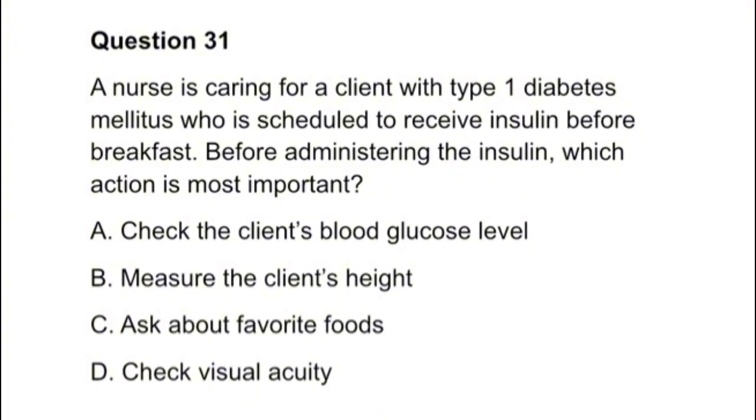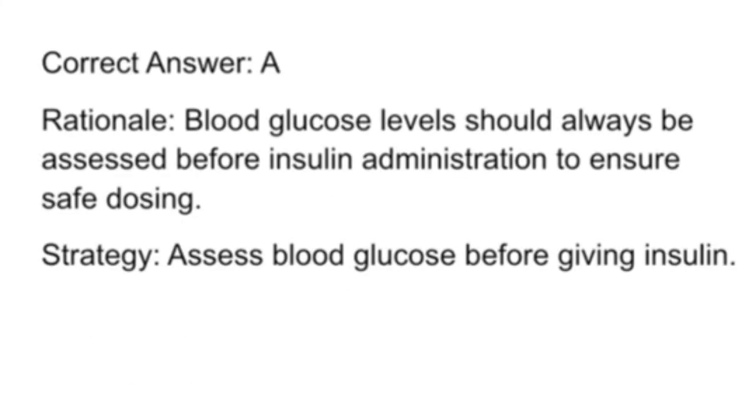Question 31. A nurse is caring for a client with type 1 diabetes mellitus who is scheduled to receive insulin before breakfast. Before administering the insulin, which action is most important? A. Check the client's blood glucose level. B. Measure the client's height. C. Ask about favorite foods. D. Check visual acuity. Correct answer, A. Rationale: blood glucose levels should always be assessed before insulin administration to ensure safe dosing. Strategy: assess blood glucose before giving insulin.